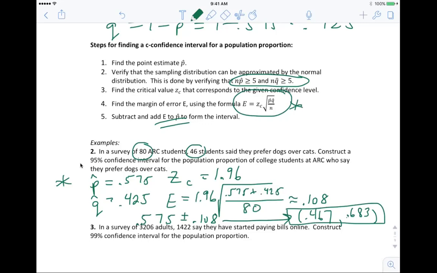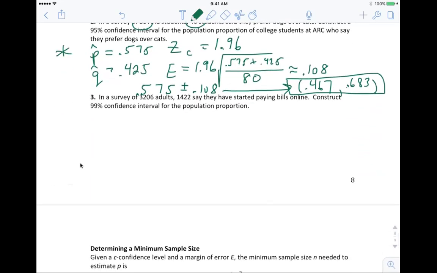Next, here's another one. Let's try this problem. Again, first thing I want to do is find p hat. And that's going to be 1,422 out of 3,206. It's always the smaller number divided by the bigger one. If you're getting confused between x and n, your p-hats are never going to be bigger than 1.